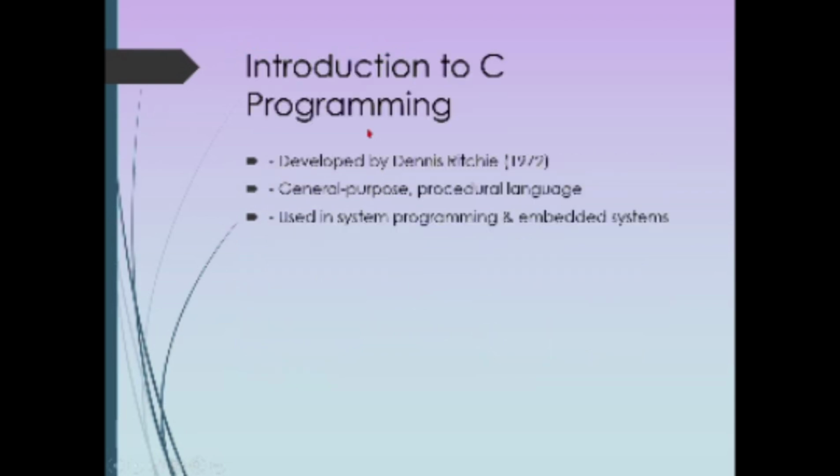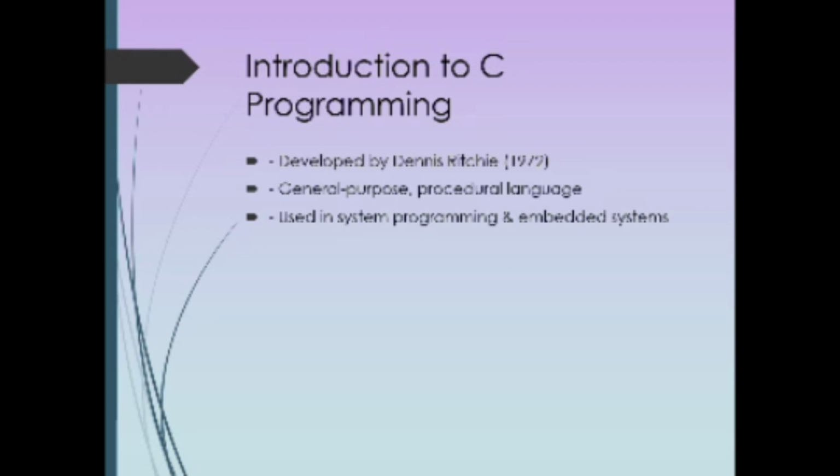Introduction to C programming. C programming was developed by Sir Dennis Ritchie at Bell Labs in 1972. C programming is used as a general purpose procedural language and for embedded systems. It is also used for kernel development and OS development.